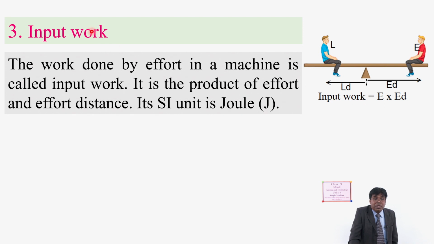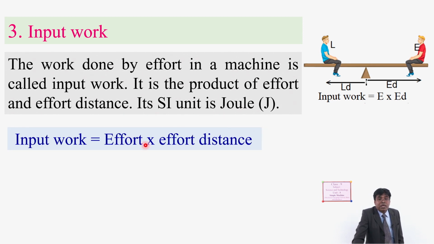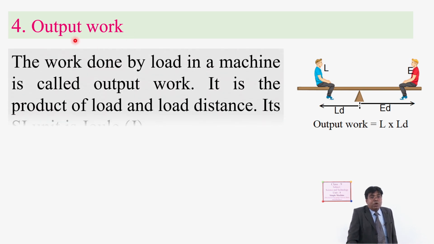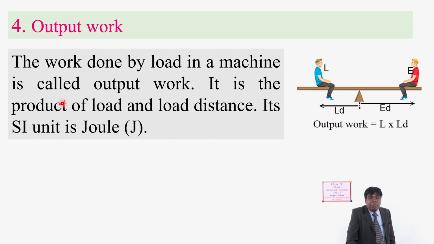And the unit of work is joule. Input work is work, that's why its unit is also joule. Input work, effort into effort distance. Okay. Now next term, output work. Output work, like input work, the work done by load in a machine is called output work. It is the product of load and load distance. Just like input, you can replace it by output work. In that case, we have to choose load and load distance, and its SI unit again is joule, as it is work.